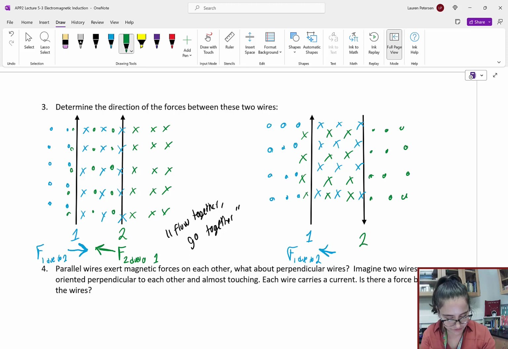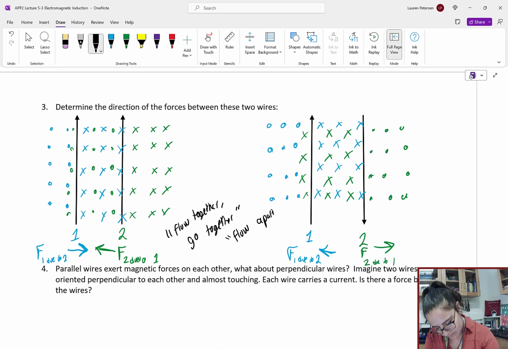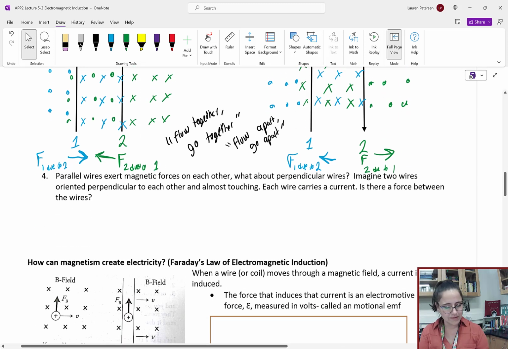And for this one, hopefully you guys can see, it's going to be going in the opposite direction. The current's going down and it's in a magnetic field into the page. So that force is going to the right. So it's flow together, go together, and flow apart, go apart, for the force between 2 current carrying wires.